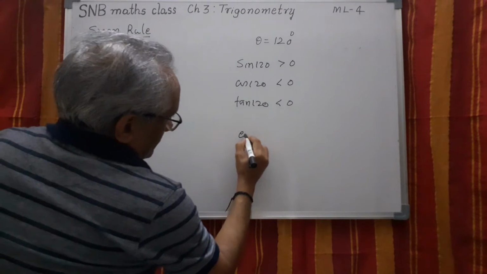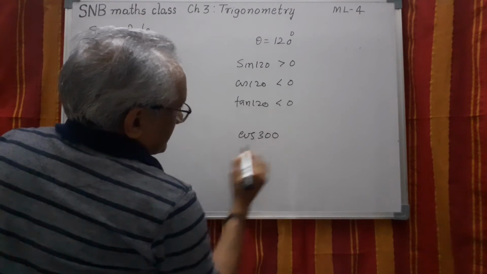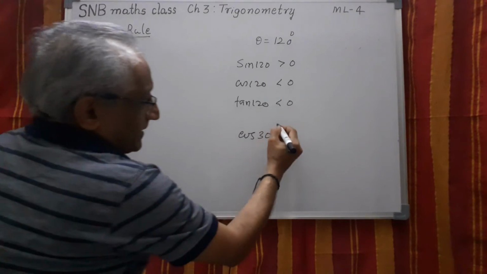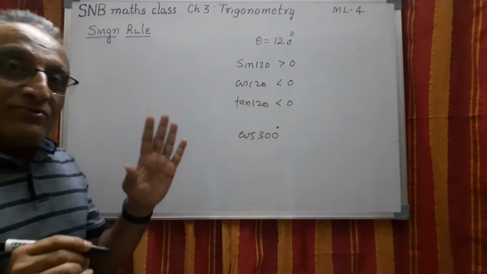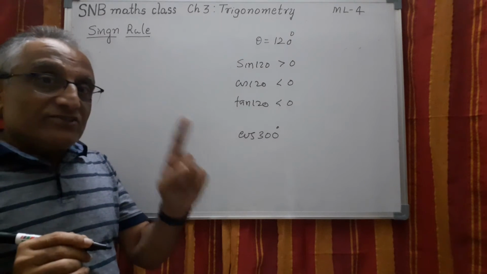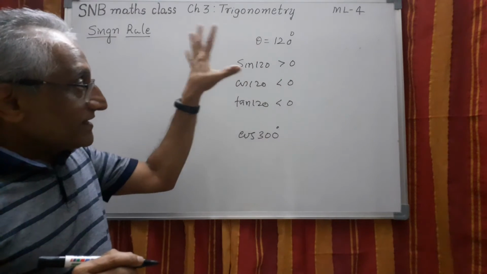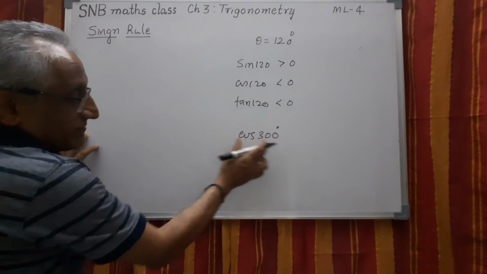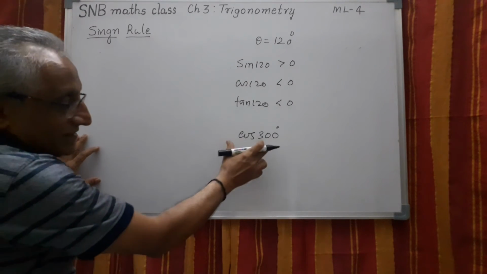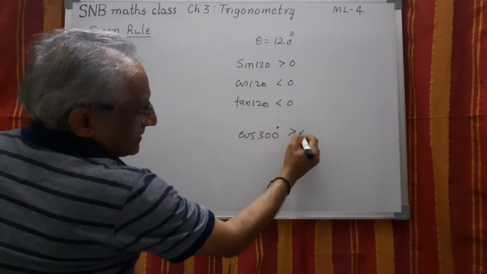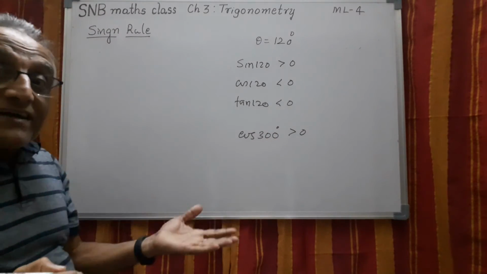Suppose I write cos 300 degrees, whether it is positive or negative. Whenever you want to decide whether it is positive or negative, the first thing you have to remember is where that particular angle lies, whether in the first, second or third quadrant. So 300 means 270 plus 30, it is in the fourth quadrant. Definitely it is positive.